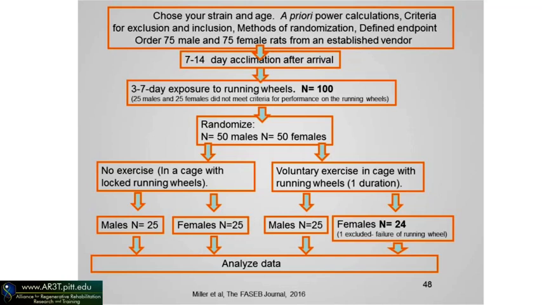You just put the wheel in the cage and you lock it, so they can go in and out of it. They have that physical structure in there, but they can't do any exercise. Then you have one that has the actual running wheels, and you can map what's going on.